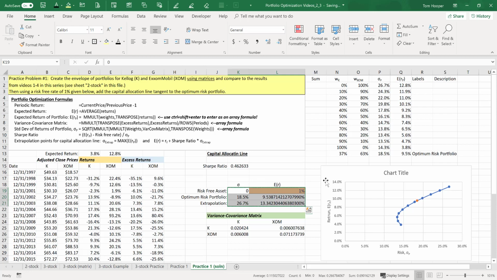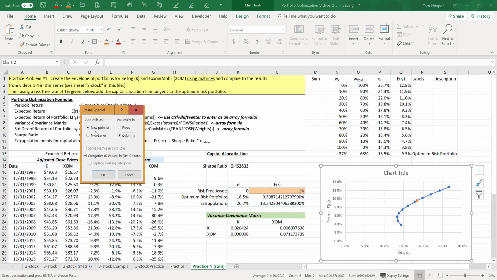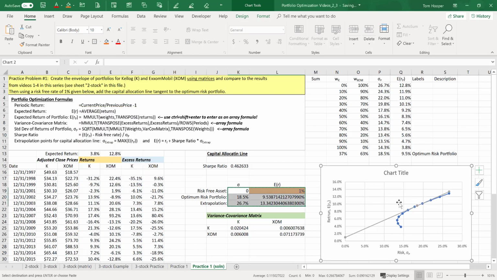Now we can copy these 6 points, HVS to paste special, new series, categories in the first column, and no series name. And now we have the capital allocation line that's tangent at the optimal risk portfolio.